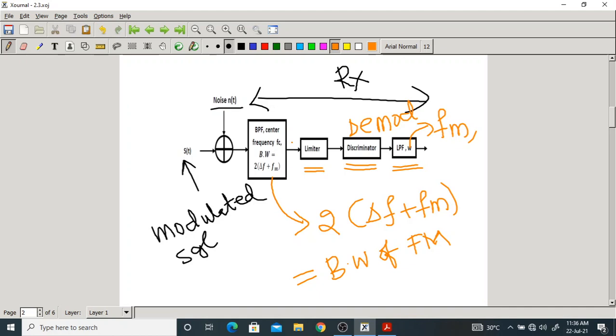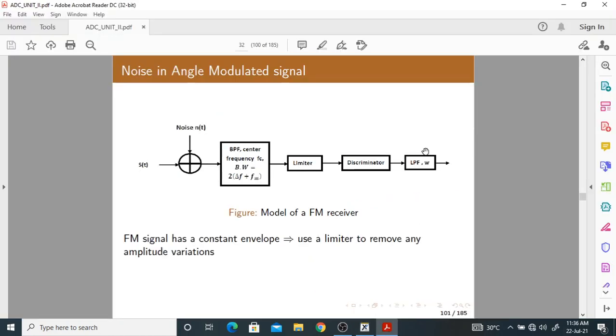As you know already, there is not much difference between FM and PM signals. That's why we do all calculations only for FM, and from FM we can derive for PM. In the same way, here also we do noise analysis of the FM signal. Obviously, from that analysis we can derive for the PM signal as well. So let us start this.